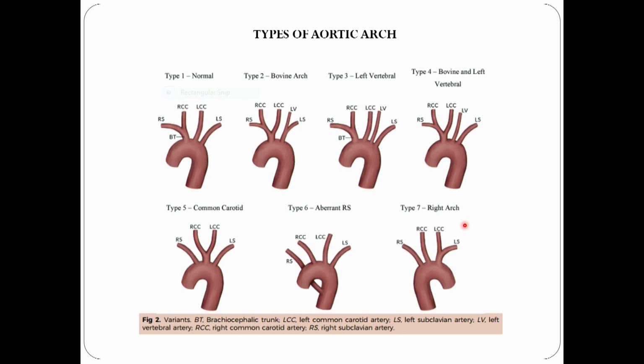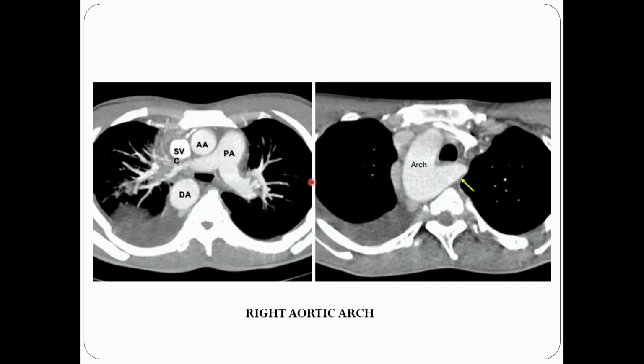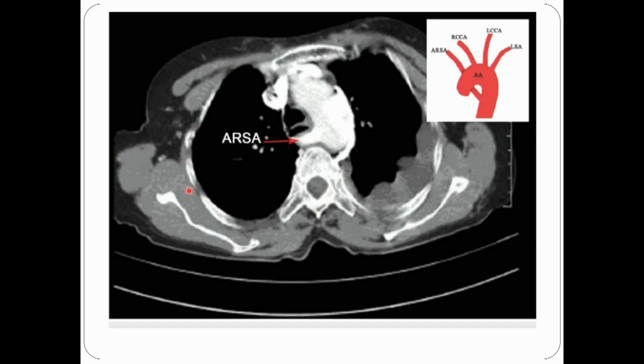Type 7 is the right-sided aortic arch. Here is the CT image showing a right-sided aortic arch. The aortic arch is on the right side of the trachea and esophagus. In the further caudal section of the right-sided aortic arch, both the ascending aorta and descending aorta are on the right side of the trachea and right mediastinum.